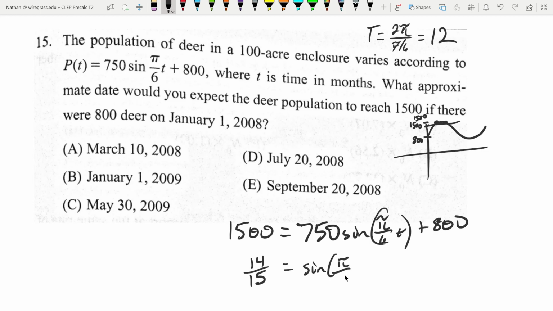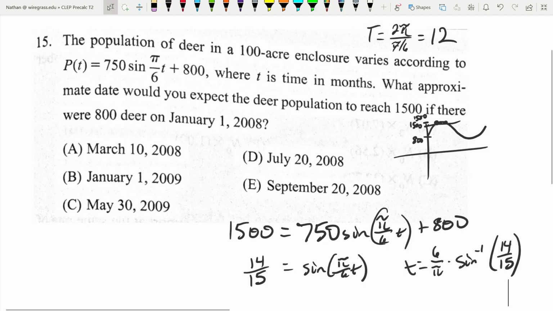Sine of pi over 6 t equals 14 over 15. So I just need to take the inverse sine and then multiply by 6 over pi. So t equals 6 over pi times inverse sine of 14 over 15. I definitely know there is a solution. 14 over 15 is less than 1, so it's going to be within the range of sine. So plugging that into a calculator.